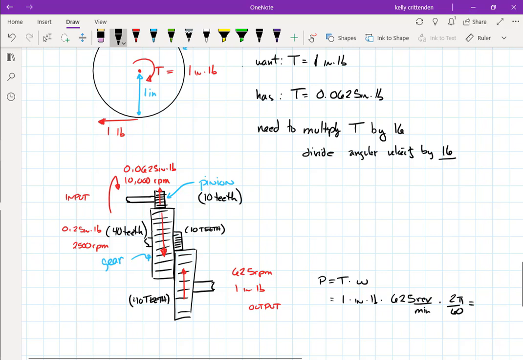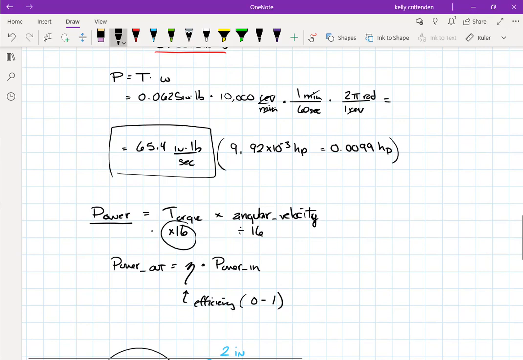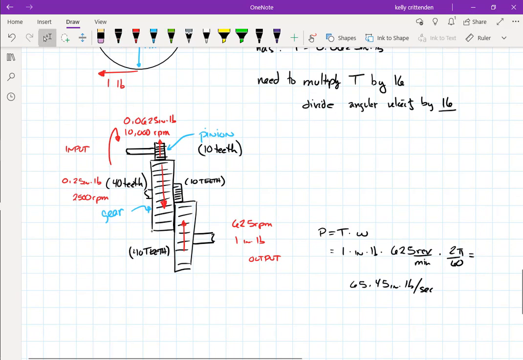Then I have 1 inch-pound times 625 times 2 times pi divided by 60. I have 65.45 inch-pounds per second, which is the same, well, I wrote 65.4 up here, but it's the same amount of power, but I have modified the speed. I was going 10,000 RPM, now I'm going 625 RPM, and I did have a tiny output torque, and now I've got my 1 inch-pound of output torque with no losses though.